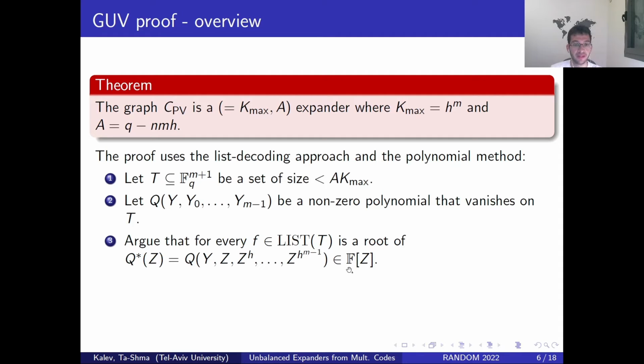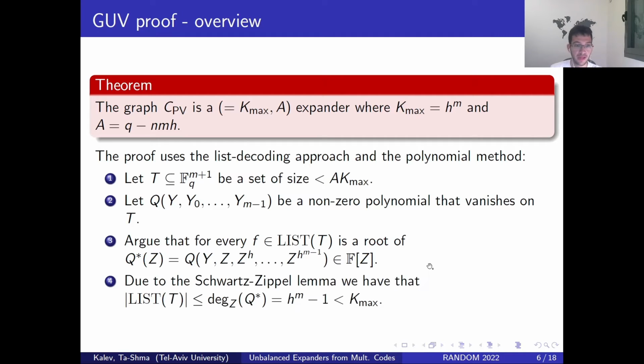And this is a polynomial in the field F in the variable Z. So y is just a constant in this field. And after getting that step, we get that, due to the Schwartz-Zippel lemma, the size of the list of T is at most the degree of Q star, which turns out to be h to the m minus 1, which is smaller than K max, as desired.